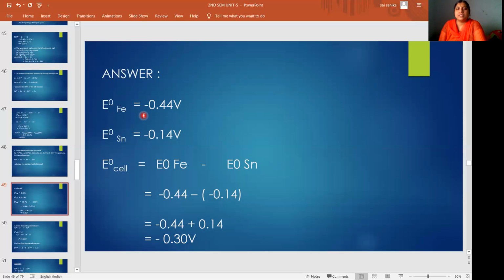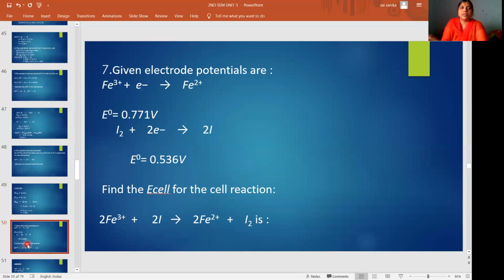So minus 0.30 volts. The potential of the cell is minus 0.30 volts. Then we will go to the next problem.